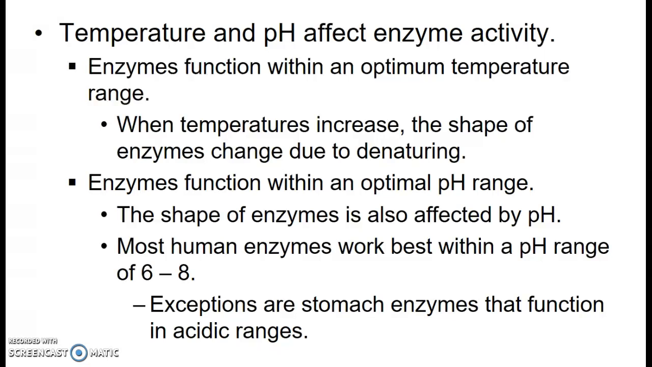All enzymes have a particular temperature range that they operate best in. If it gets too hot, then the tertiary structure of the enzyme will be lost and it's considered to be denatured or inactive. Same goes for pH. Enzymes function within an ideal pH range. Usually human enzymes are between the pHs of 6 and 8, and there are some exceptions to that. Stomach enzymes, for one, usually work best in a more acidic range.